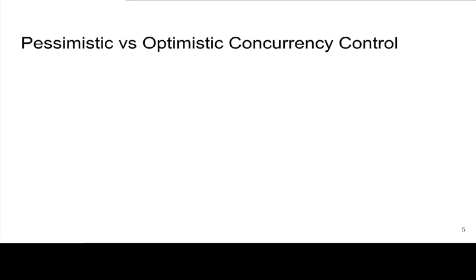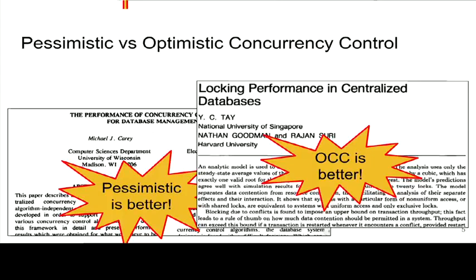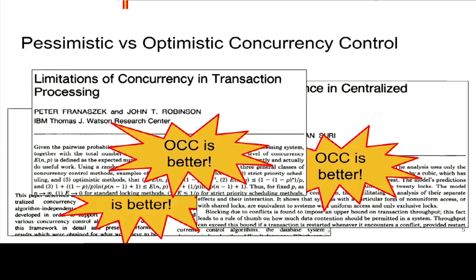So what's the difference between pessimistic and optimistic concurrency control? Which one's better? Can you say that optimistic concurrency control is always better than pessimistic? Some people say that pessimistic is better. This is what Stonebraker says, at least. Other people, in this case Theo, say that OCC is better, and Franzik and Robinson also say that OCC is better.